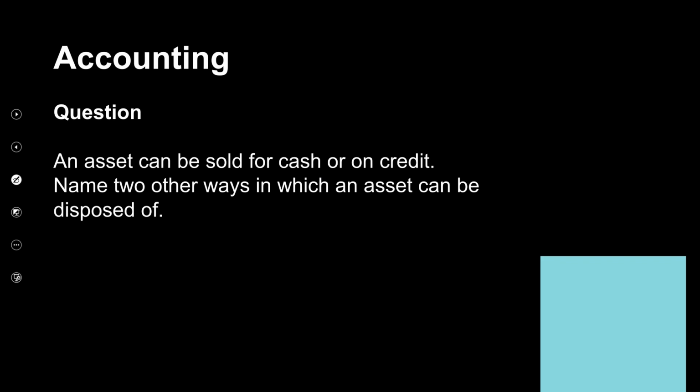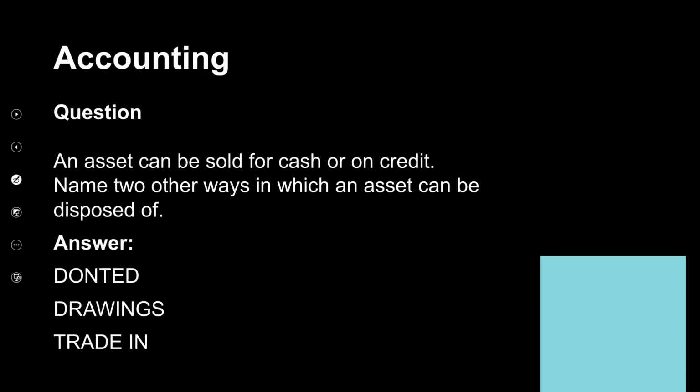Okay. An asset can be sold for cash or on credit. The question says, name 2 other ways in which an asset can be disposed of. Right. So again, the responses should come automatically to you because we've discussed it at length. It says here, other than cash and credit, how else can we dispose of an asset? Here we go. 1, it can be donated, right? So, let's just change that typing error there to donated, right?